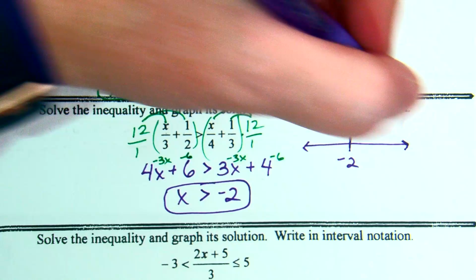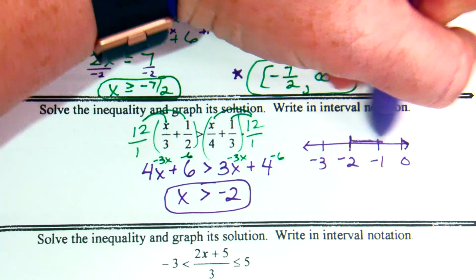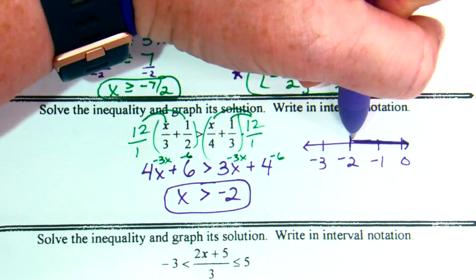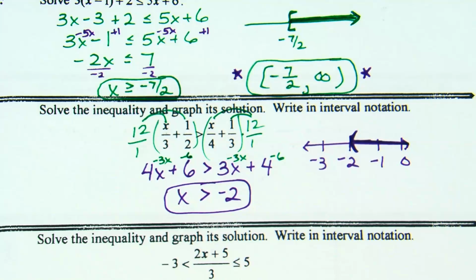Okay. X greater than negative 2. I'm shading what? Right. To the right of negative 2. What do I put at negative 2? A parenthesis. It's not equal to, so we're using a parenthesis. Your interval notation looks a lot like that, doesn't it?